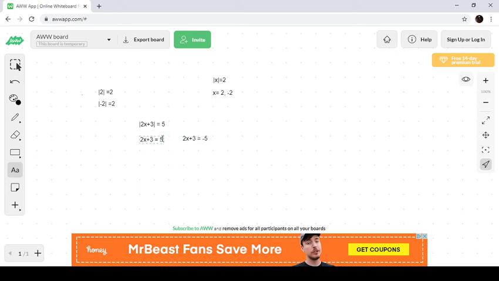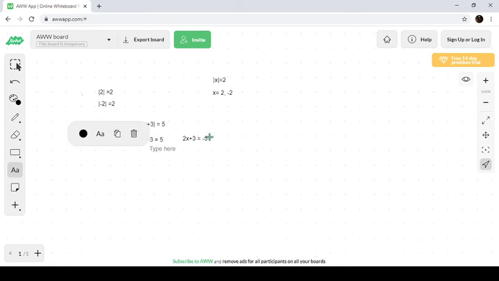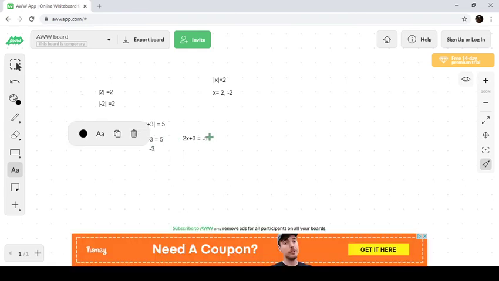So 2x plus 3 equals 5. Well, we need to get x by itself. So the first thing we're going to do is subtract that 3 from both sides. So this 3 will cancel with that one, and then here 5 minus 3 is 2. So our new equation is 2x equals 2.